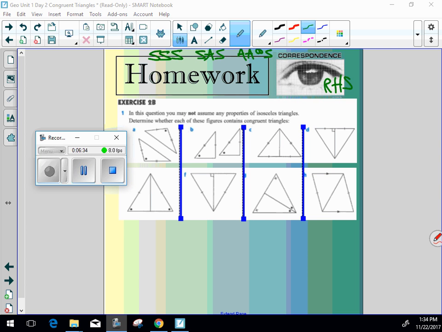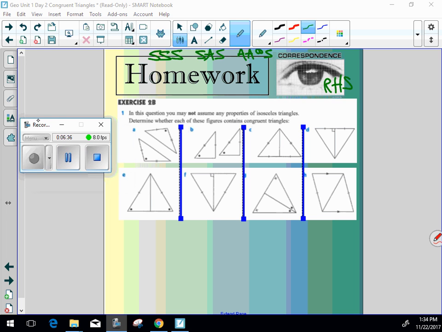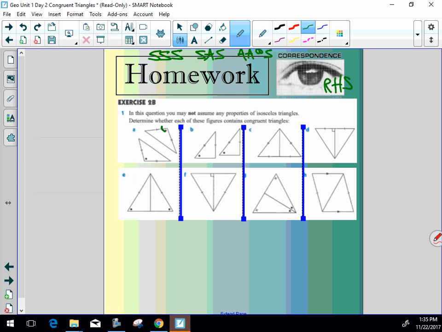Gavin, why don't you tell me about this first one? You have angle, and then you have these two. These two, what is that? Side angle, side. That is side angle, side. And so those are congruent. Very good. How about Gabrielle? How about this one? Yeah, this is side angle. So this one is a no-go, not congruent.